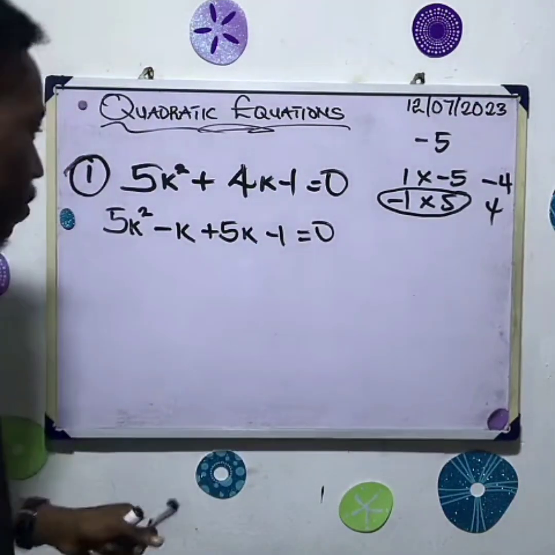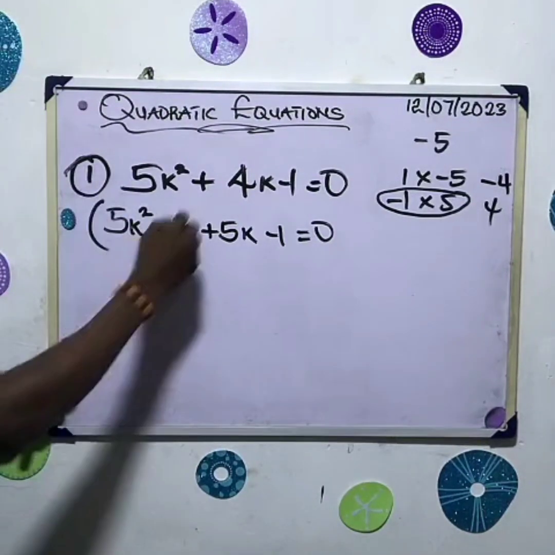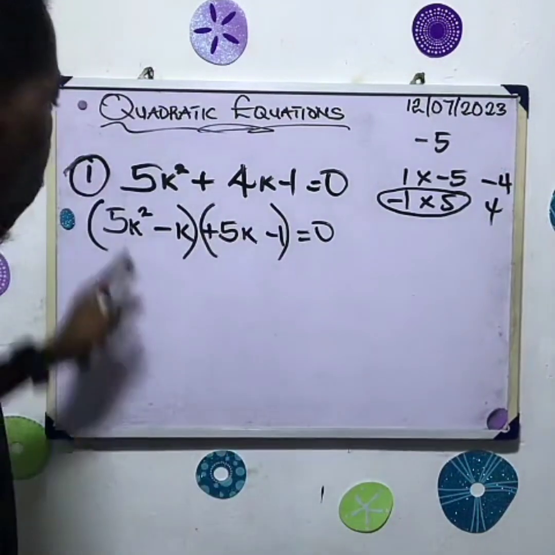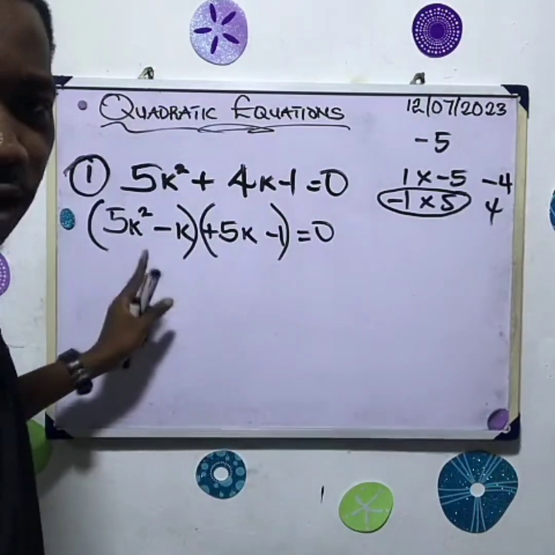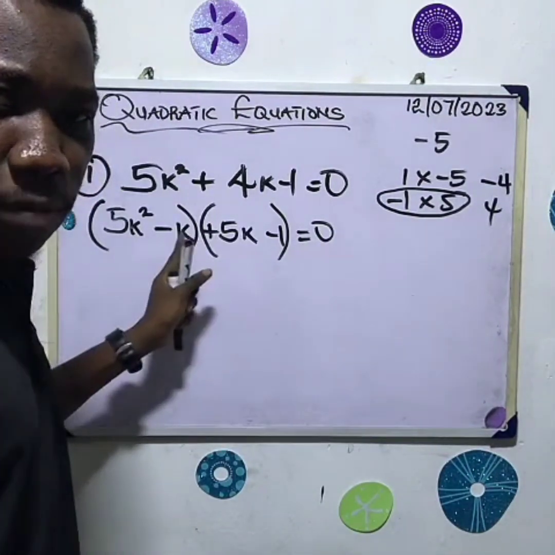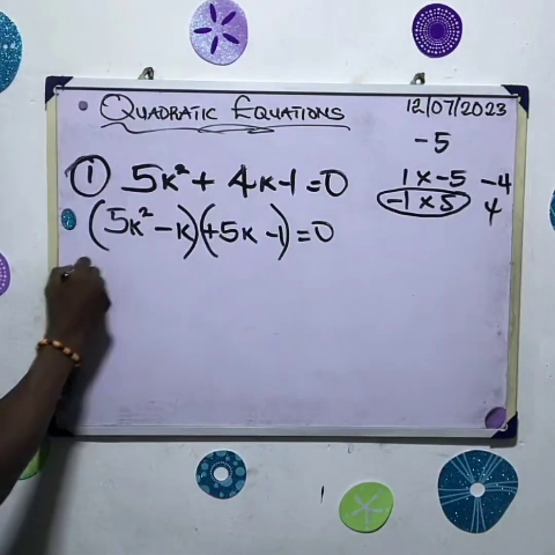Then what's the next thing? You want to group them into two groups. And then you now factorize. Bring out the common factor. What is the common factor here? We have k here, we have k here. There is no number here. So k is the only factor here. Alright, so let's bring it out.